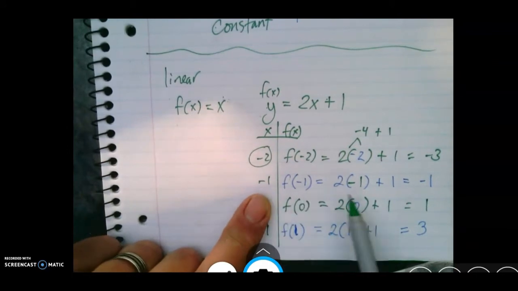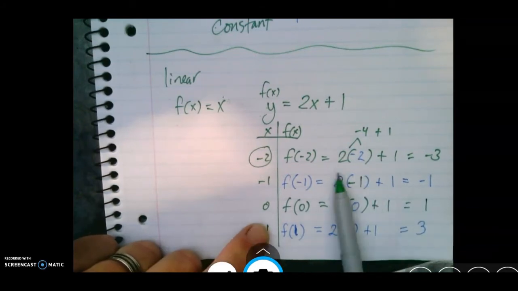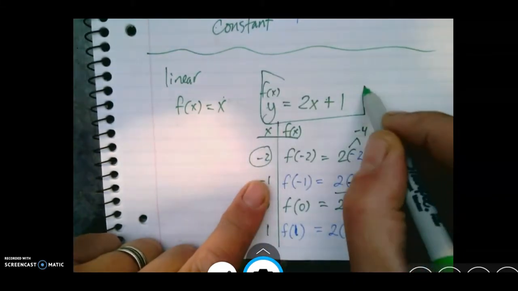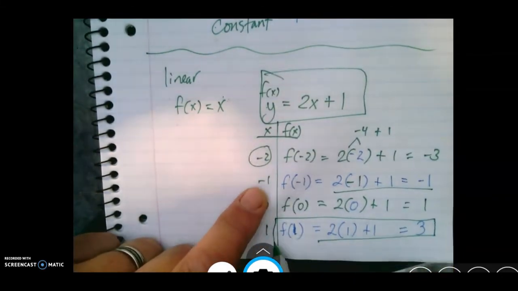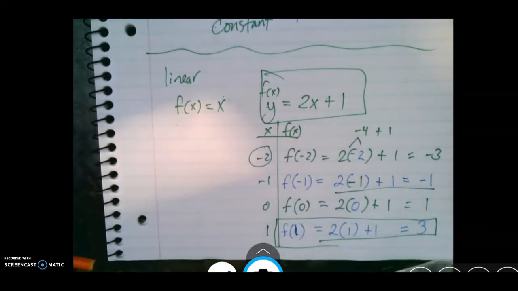So if you plug in -1, you should end up with a -1. If you plug in 0, you should get a 1. Plug in 1, you should get a 3. Now, a lot of times you do not need to write all this out, but if you weren't sure about this f of x notation, it's good to write it out and see what it actually means.